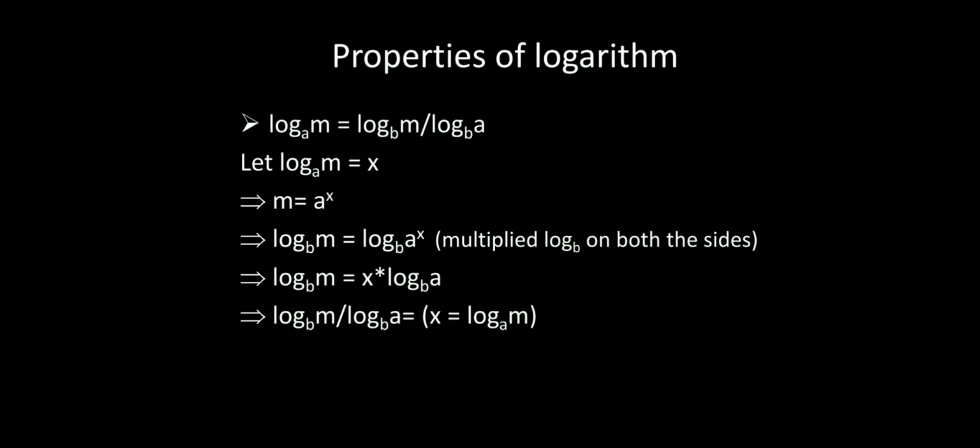How? Let log m to the base a be equal to x. So m will be equal to a power x. Moving further, log m to the base b is equal to log a to the base b, power x. Multiplying by log b on both the sides, to be clear, the x on the right hand side will come out, which we did in the previous properties. Now taking log a to the base b down on the left hand side, we will get the same thing.